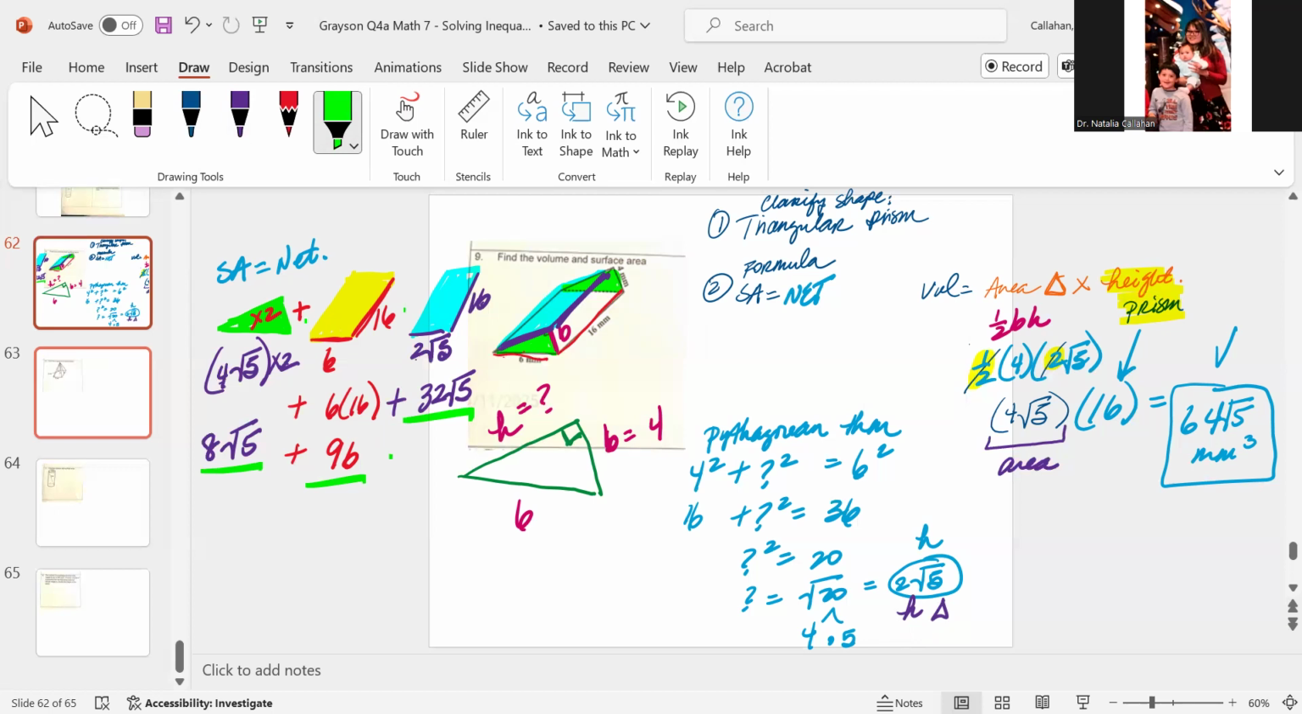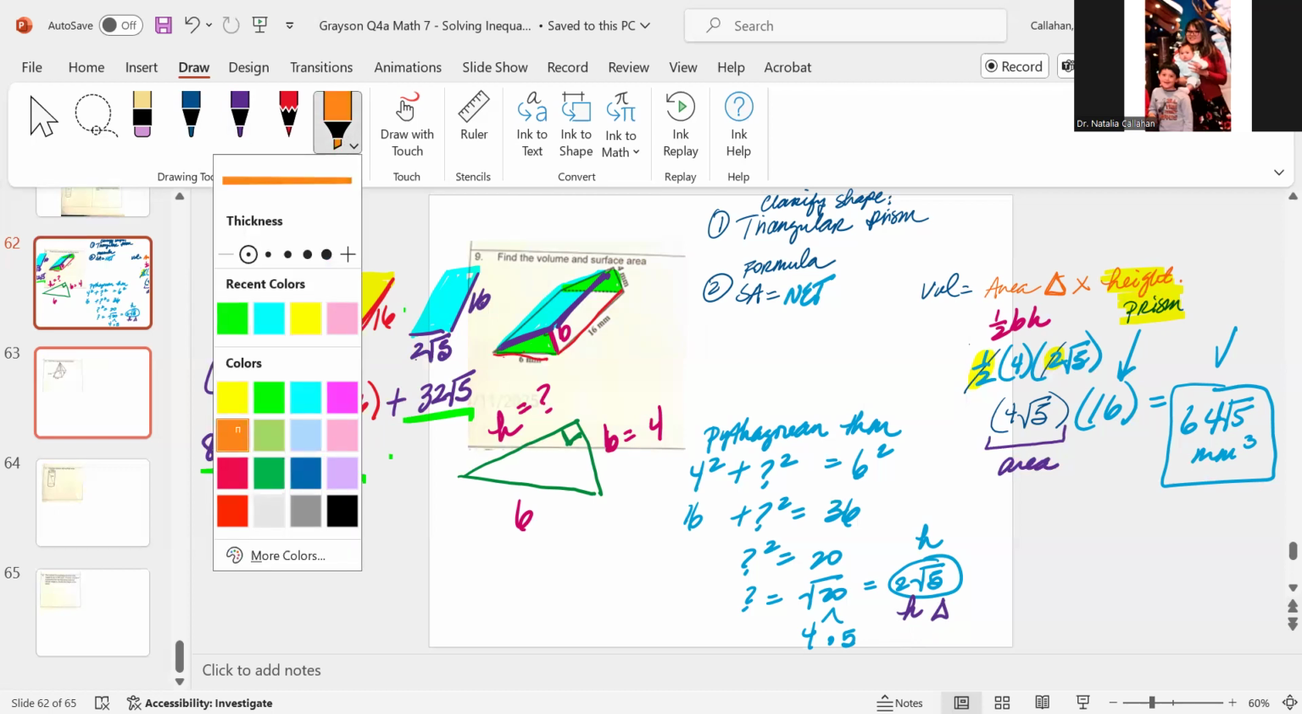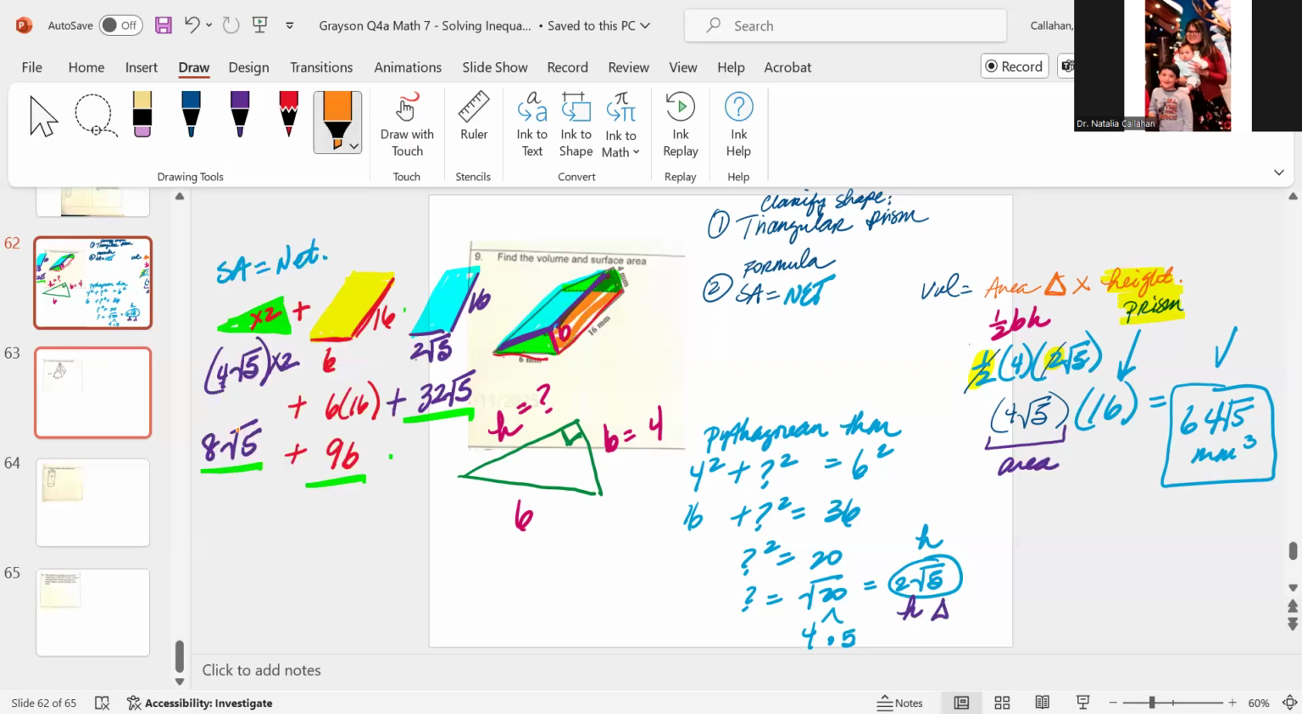We have one more face, if you can believe it. The other face that you still have left is going to be this orange face right here. Do you see that? Do we know what the orange face is? The base and the height, or the length and the width? What's this part right here? Yes. Yes, what is it? 6. Yep. What's this part right here?